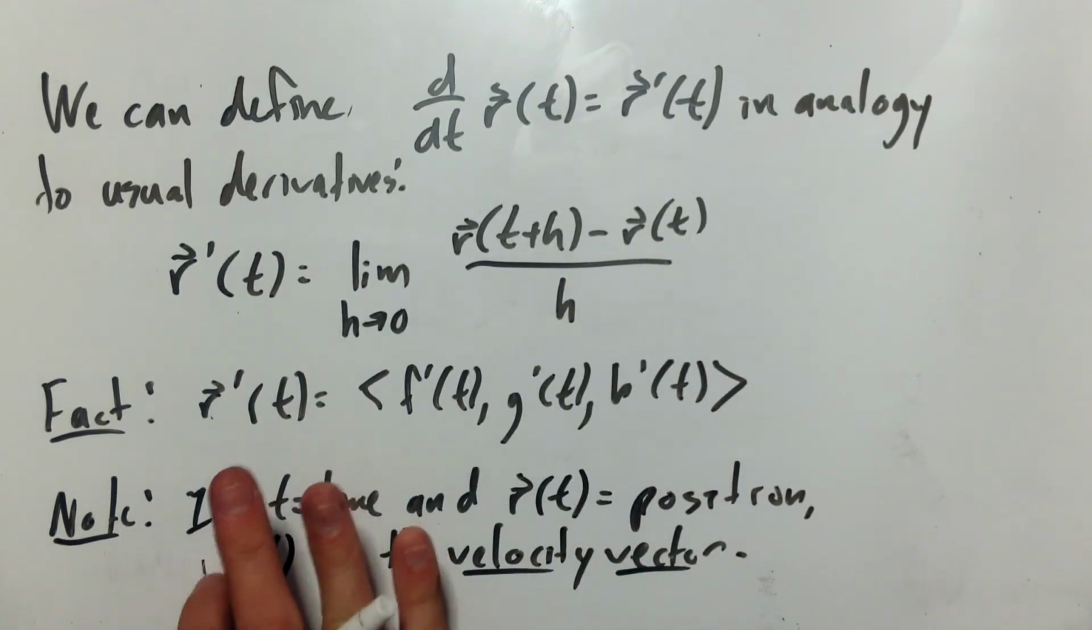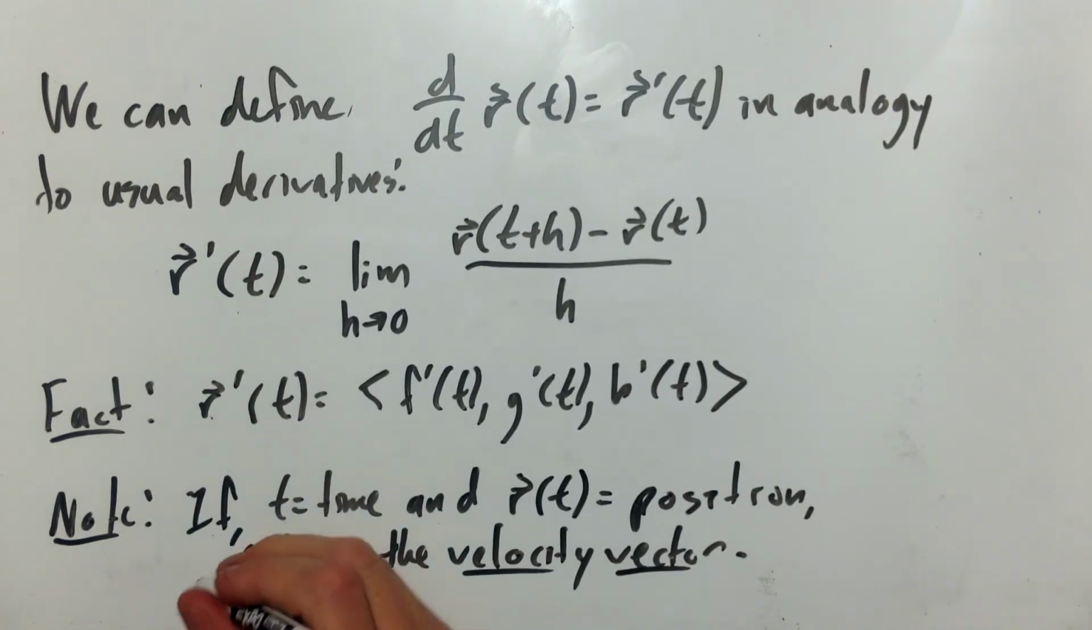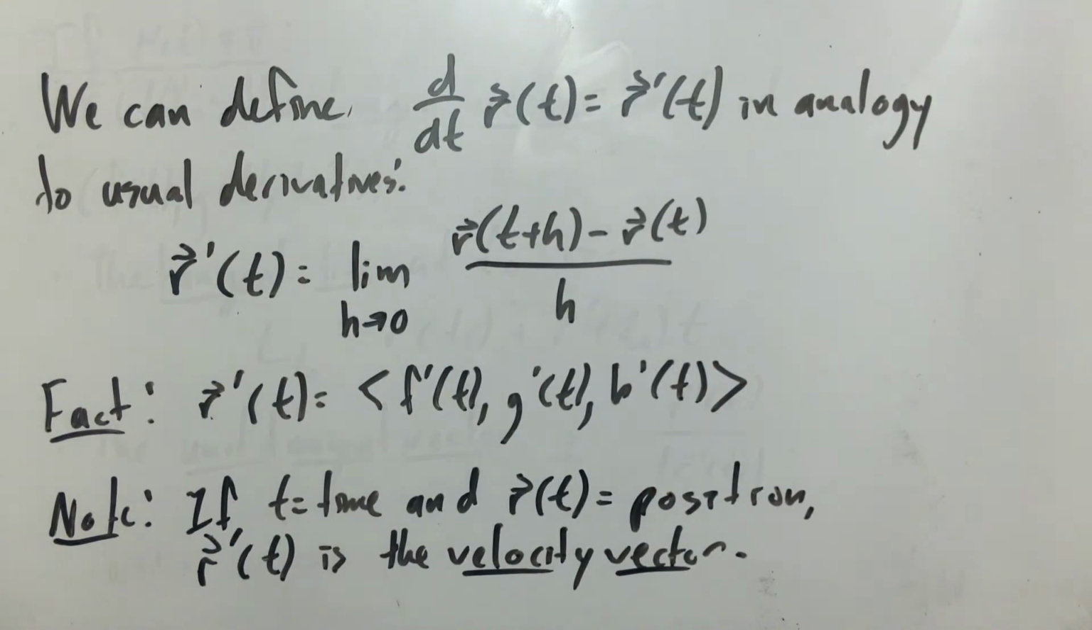Now, a really good interpretation of this is to let t represent time, and so r of t is the position of some object in space, then r prime of t is the velocity vector. Each component tells you how fast the object is going in each direction at time t. So this is nice. Now we can actually talk about motion in three-dimensional space instead of just what you're stuck with in Calc 1 and Calc 2, motion in one dimension.